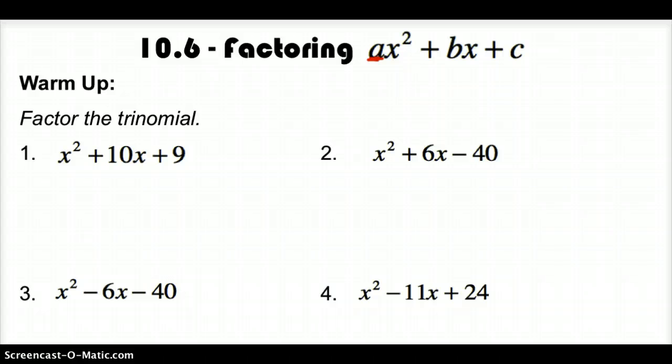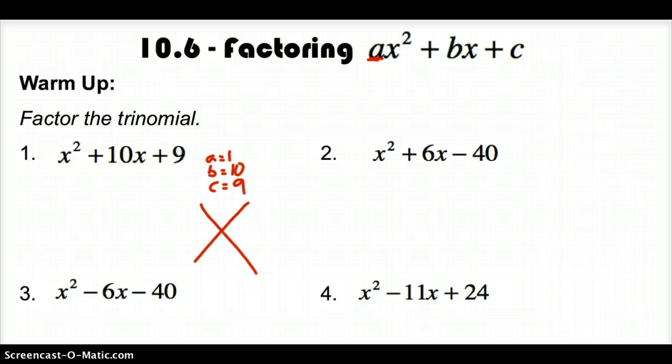So to start, we're just going to practice factoring when a is 1. For my first problem, I have x squared plus 10x plus 9. I want to factor that into two linear binomials. So I'll identify my a value here as 1, my b value is 10, and my c value is 9. I'll make my x chart.